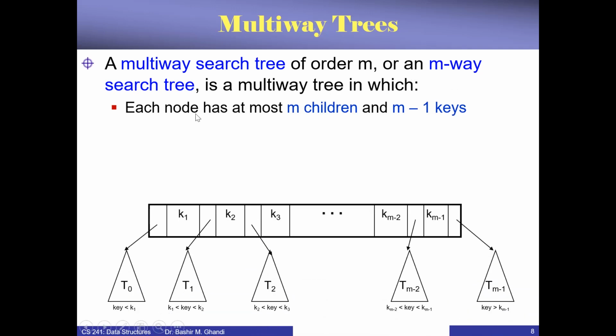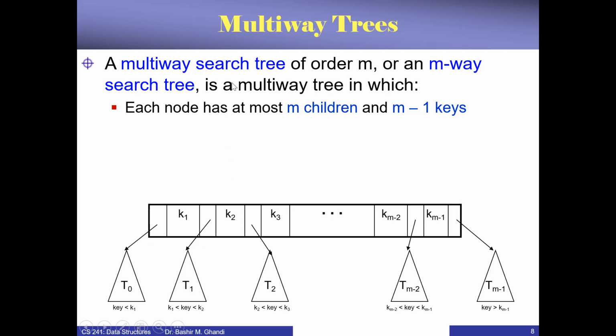1. Each node has at most M children and M-1 keys. So actually it is just an extension of binary tree. In binary tree, the keyword there is binary, which means 2. So the M in case of binary tree is actually 2. In binary tree, each node will have 2 subtrees, 1, 2, and we call them left and right.